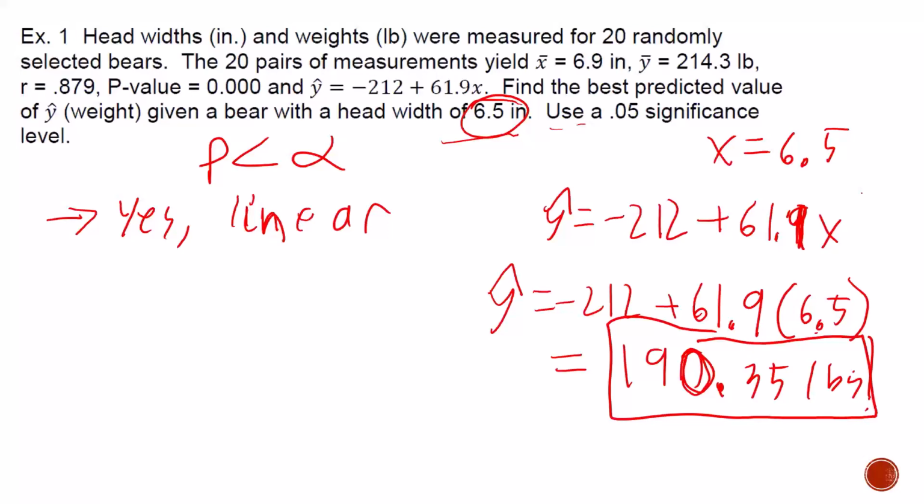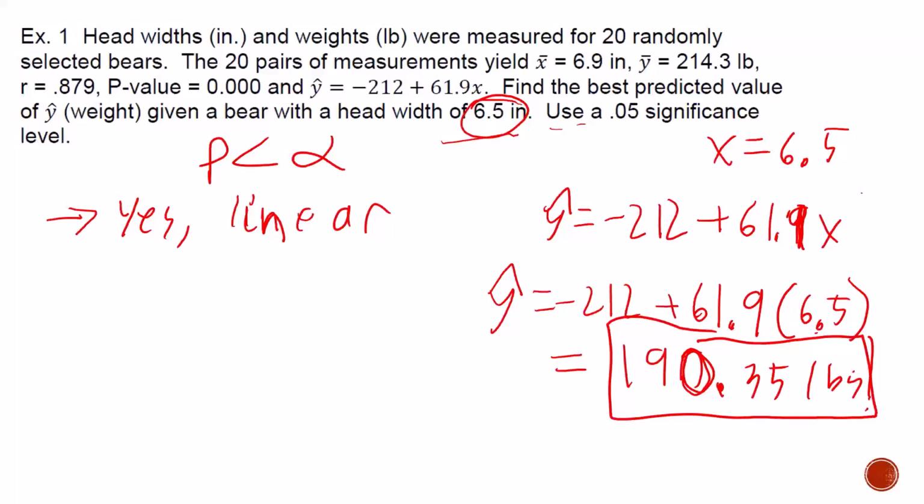So that's how you use it, right? First, you just have to check that the linear relationship makes sense, right? And then you use the equation to make a prediction, right? If instead I were given a weight of a bear, I would plug that in for Y, and then I'd have to solve for X, right? Which you learned how to do way back in 7th grade.